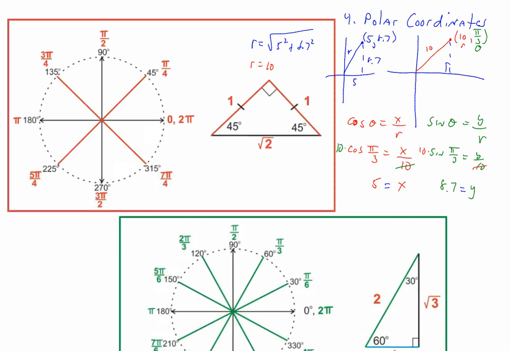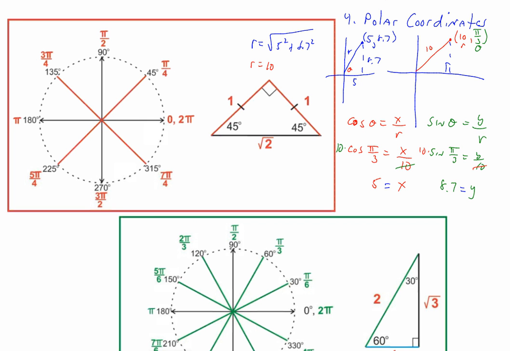So we went from rectangular coordinates. We now have the radius of the polar coordinate. How do we get the angle? How do you get the angle? What ratio? Which ratio are you going to use? Okay, let me help you out. The angle's right here.